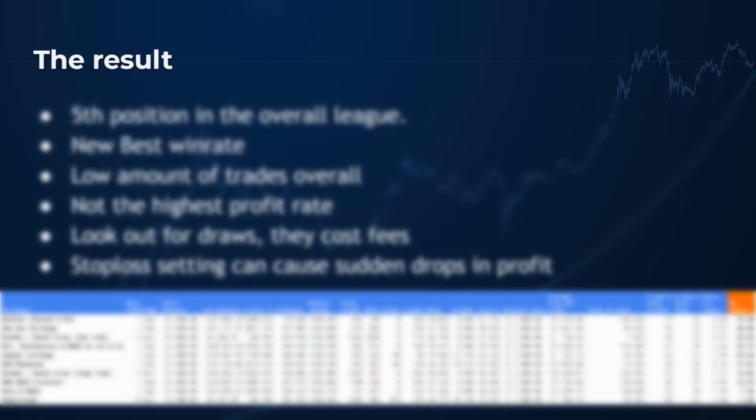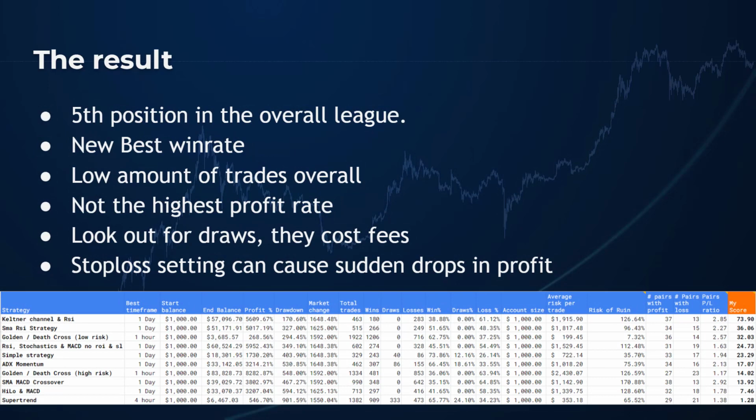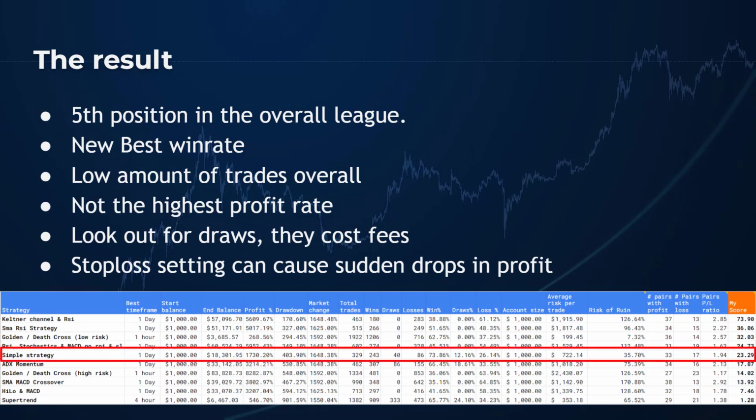So now with this out of the way, let's see how this simple strategy performs in comparison with my earlier tests. This simple strategy enters the overall league in the 5th position, and it gets in front of the earlier tested ADX momentum strategy of the same author. It has the highest win rate of all the tested strategies until now, and also the lowest amount of trades, but the profit is not very high in comparison with the better strategies. But with some additional tweaking this could be improved.